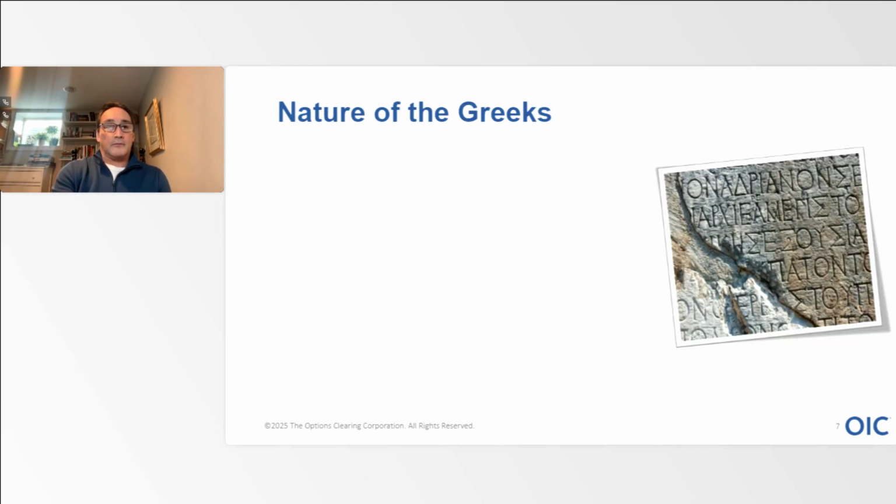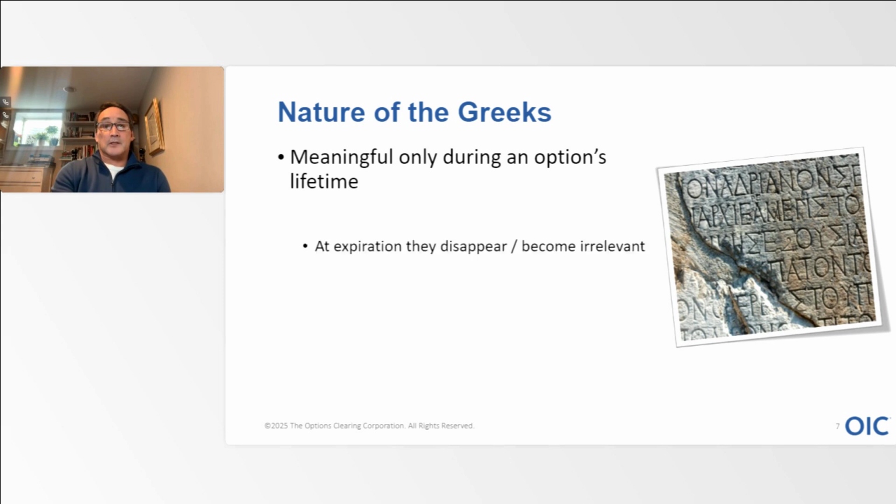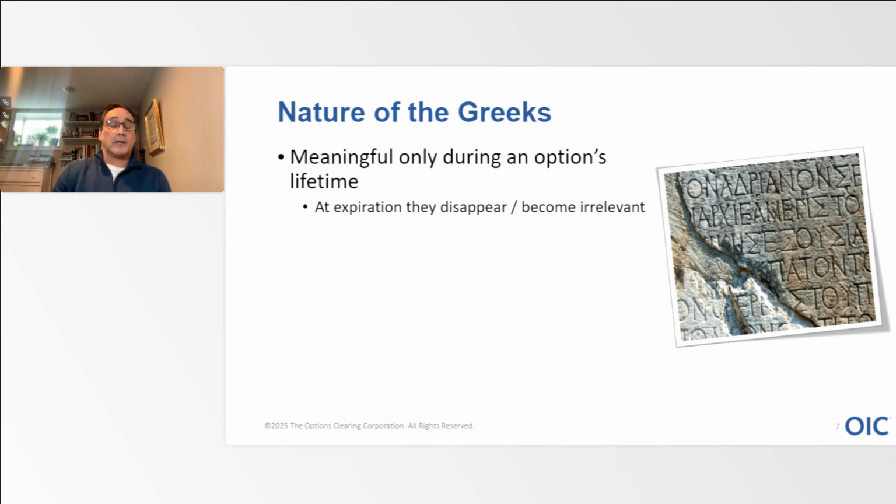So once again, in review, the Greeks are only meaningful during an option's lifetime, okay? Because remember, at expiration, the Greeks disappear, because at expiration there can only be two outcomes. Either that option is in the money and has intrinsic value, or it finishes out of the money with no value. Those are the only two outcomes that can happen, okay? So on expiration, at the end of the trading day, there are no more Greeks in that option. It's either stock or it's not.